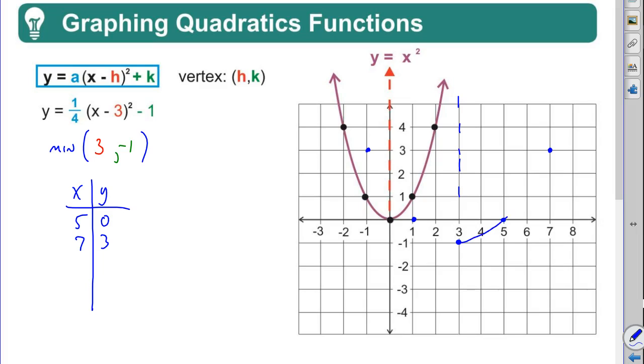And here is my parabola. You can see it's relatively wide. We got a vertex at (3, negative 1), and an XY chart to finish it out. And it all comes because I know this pattern.